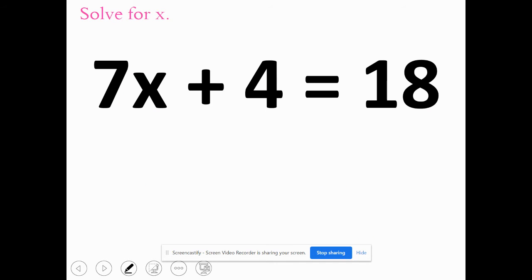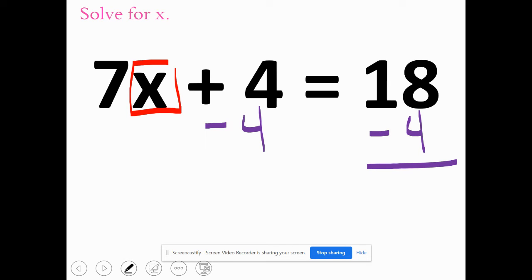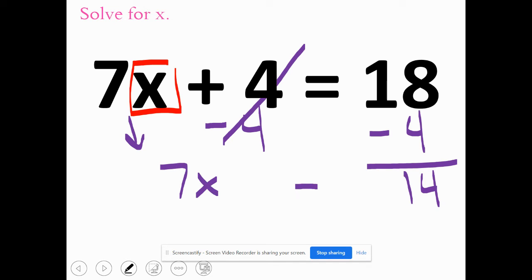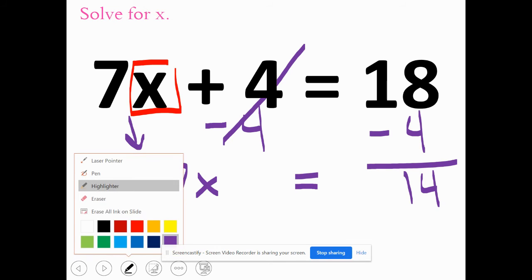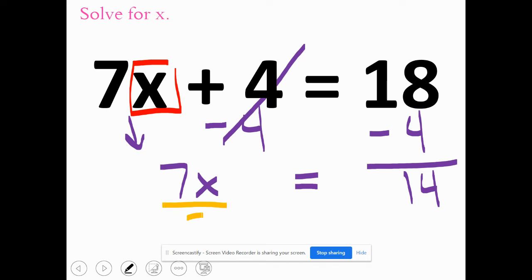Let's try another. We're going to isolate our x. We're going to do the opposite of this plus 4 by minusing 4. So 18 minus 4 is 14. Those 4's cancel, and then the 7 in the x drops down. So now I have 7x equals 14. When we divide on both sides, we get x all by itself, and 14 divided by 7 is 2.